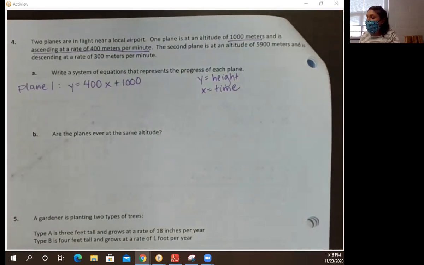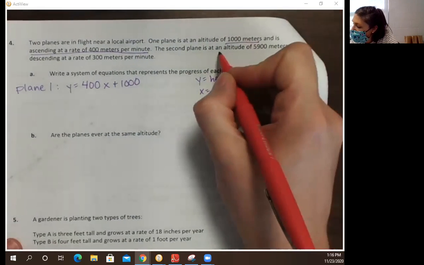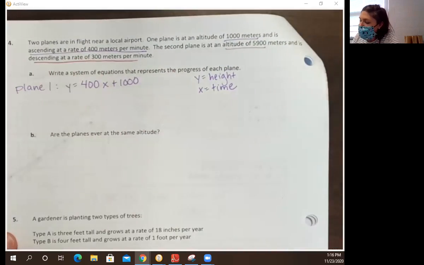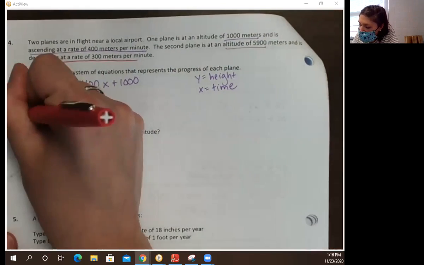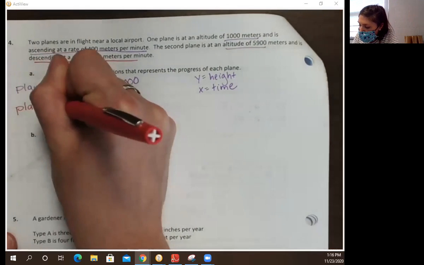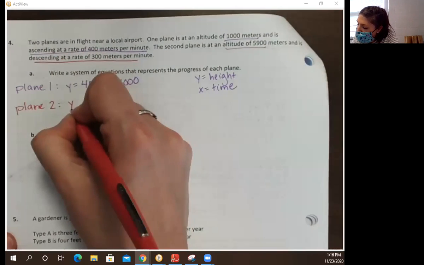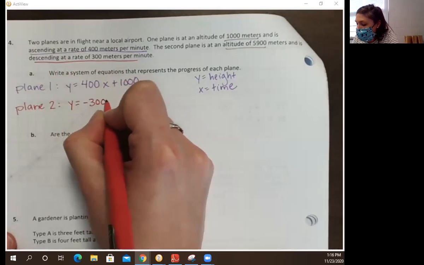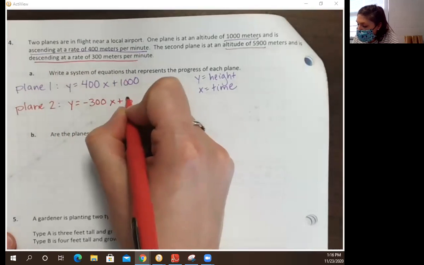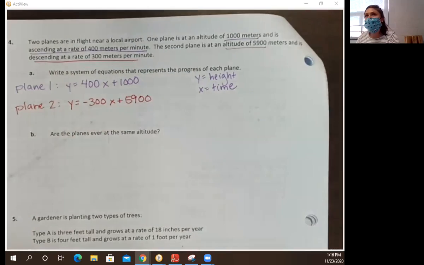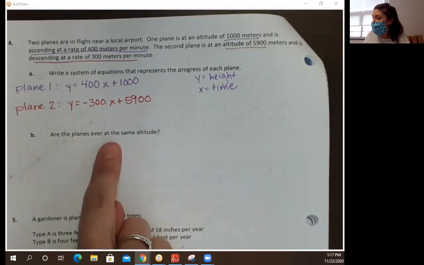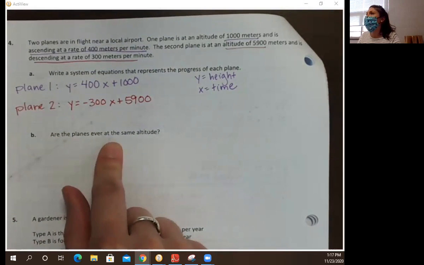And then for my second plane, I again have an initial value. We have an altitude of 5,900 meters. And this one is descending at a rate of 300 meters per minute. So for plane 2, my function would be y equals, since we're descending, that means we're going down, negative 300x plus 5,900. So those would be my 2 functions. And then to figure out, are the planes ever at the same altitude? That's my question. So I want to know, are they ever at the same height?